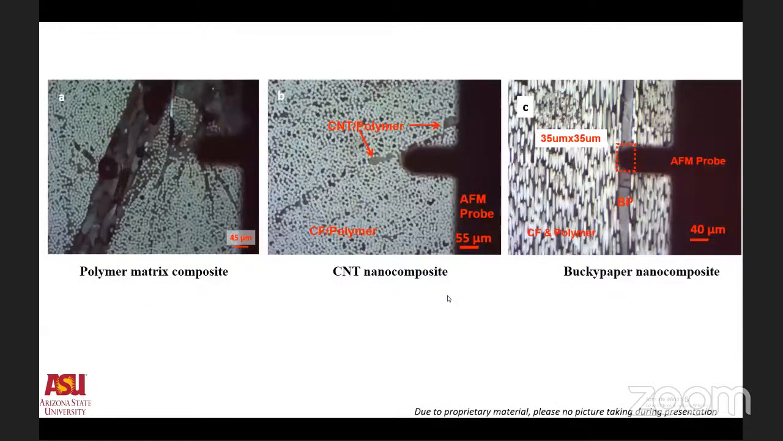A technique that can explore this heterogeneity would be atomic force microscopy. But these samples first need to be polished down to 0.1 micron. Then we look at these samples through an optical microscope to find the location of interest. This slender, shiny material is a bucky paper, which is sandwiched between carbon fiber monofilaments.